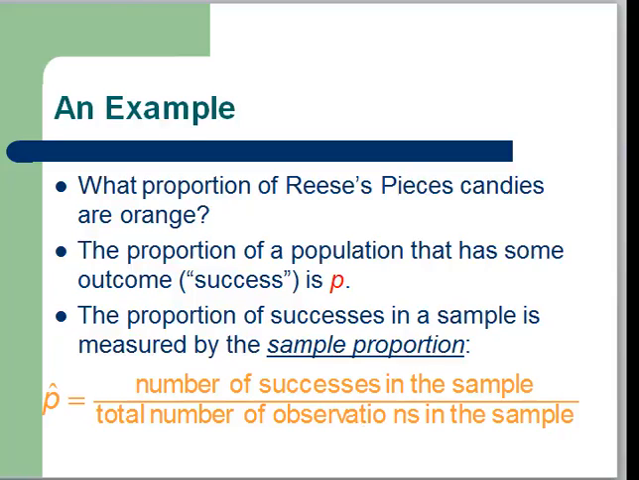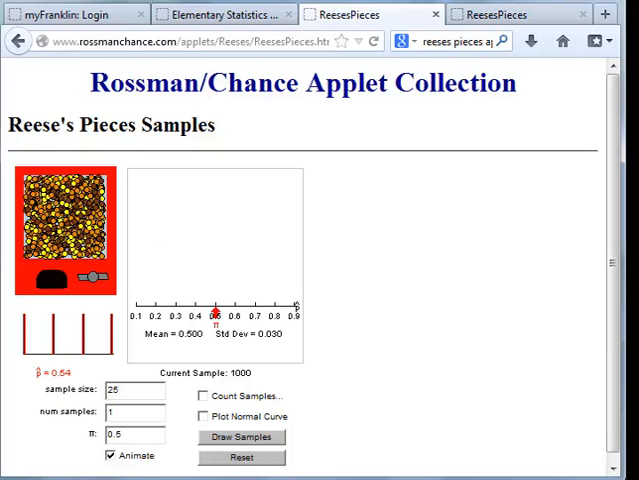Well, that's exactly what I'm going to do in an applet that I found here. Here is my population of Reese's Pieces candies in this little candy machine. I'm going to take one sample of 25 candies, and it's going to show me that. Here it's counting out the candies. There are going to be 25 of them. And when it gets the 25 candies here, what it has found is that 0.56 of these 25 candies are orange. So my sample proportion is 0.56, and it's plotted right here on this grid.